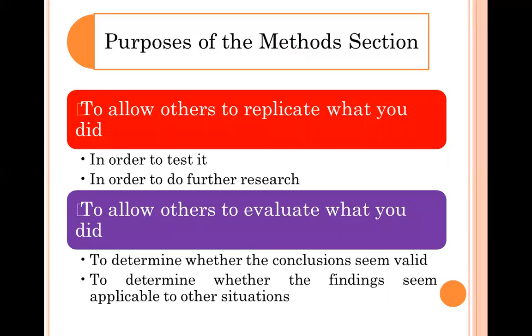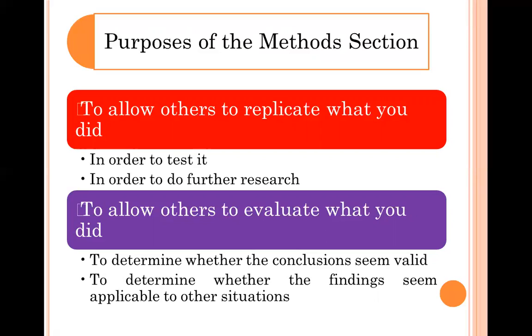Basically, they have two purposes. One is that the people who are going to read your method section should be able to replicate what you did. That means whatever you did in the experiment in your laboratory, another person should also be able to execute the same experiment in his laboratory. Why? Maybe they want to test whether whatever you have done is correct or not, or they may want to do further research.